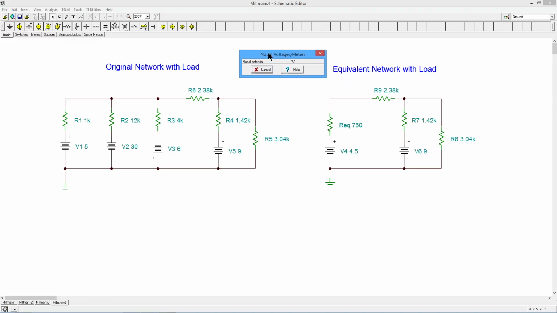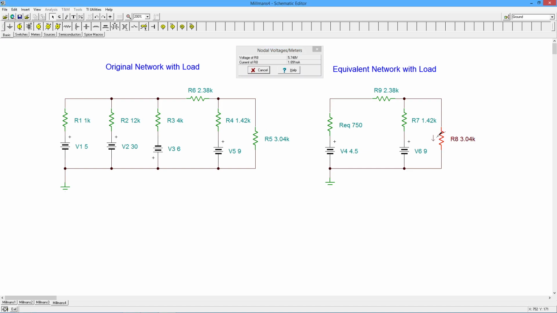All right, let me put this over here in the center. So could be a voltage, could be a current. So let me go grab, tell you what, we'll grab our equivalent first. Notice this is showing the current flowing down, and we're getting 1.891 milliamps for that, and I'm getting 5.748 volts, right? 1.891 mils. So I come over here. I want to look at R5, should be the same as R8, 3.04K, 3.04K.